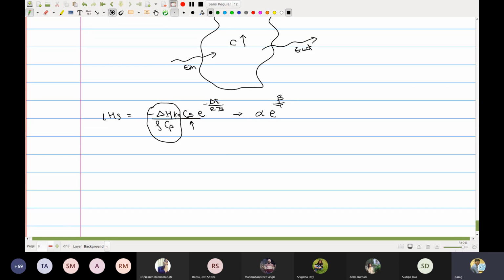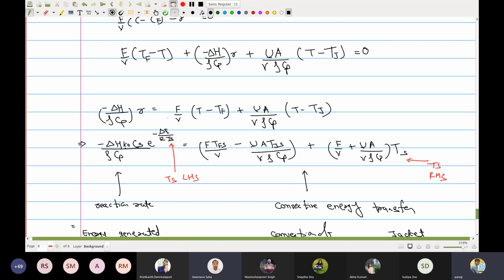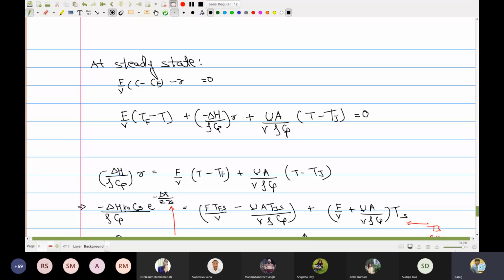So steady state concentration will also depend upon temperature. Whoever has the mic on, please put it off. So how would I determine the steady state concentration? Steady state concentration is very easy to determine. Let me copy paste this.